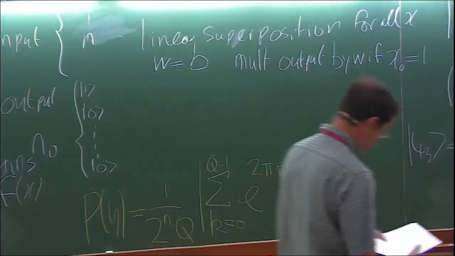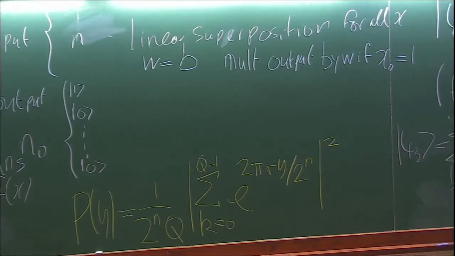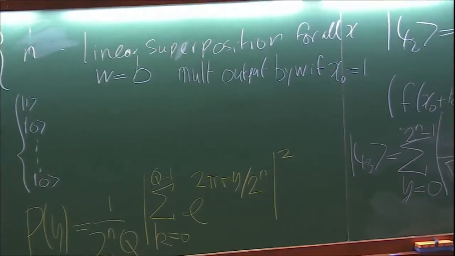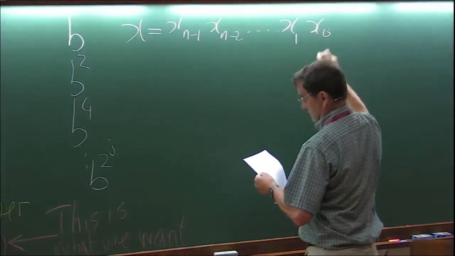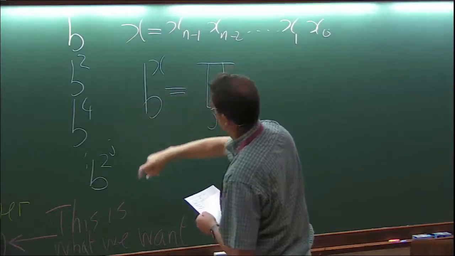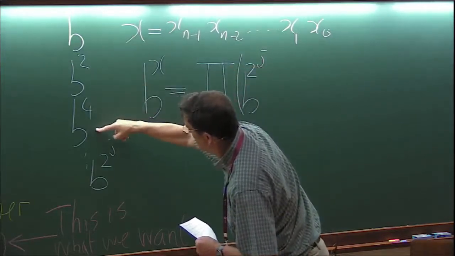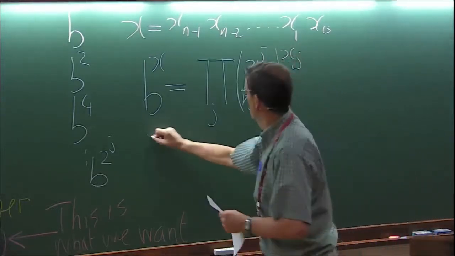Why are we going to do this? Because we're going to calculate, as we said, b squared, b to the 4th, and so on, b to the 2 to the j for j up to n. And so if x has bits xn minus 1, xn minus 2, down to x1, x0, then b to the x is the product over j of b to the 2 to the j, and we need this particular factor if xj is equal to 1, so I take it to the power xj. So this is what we're going to compute.